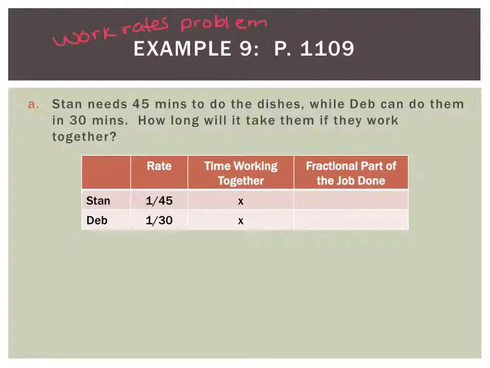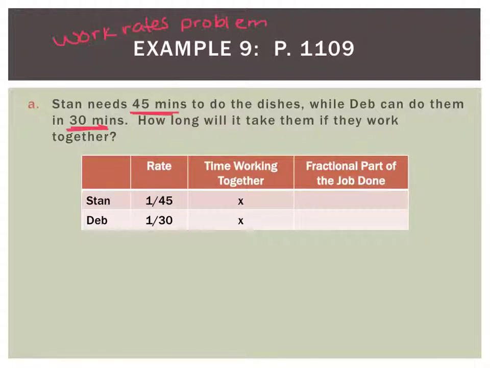Alright, so in our table, the rate is always 1 out of however long it takes to do something. So if it just said time, we would put 45 minutes, but the rate is going to be 1 out of 45, 1 out of 30. The 45 and the 30 come from here. Since it's a rate, the numerator is always going to be 1.